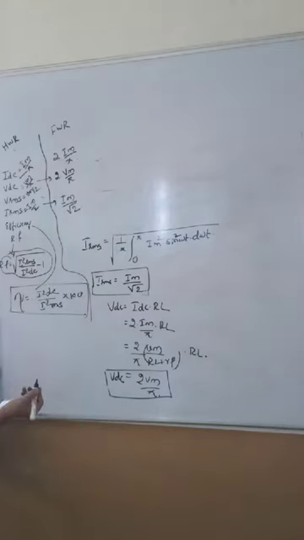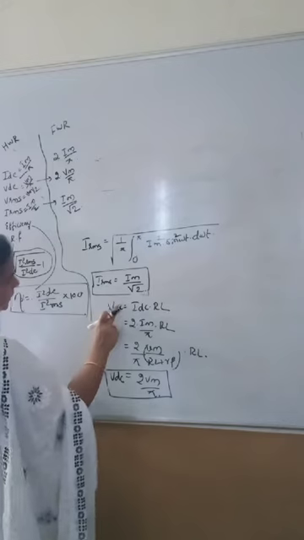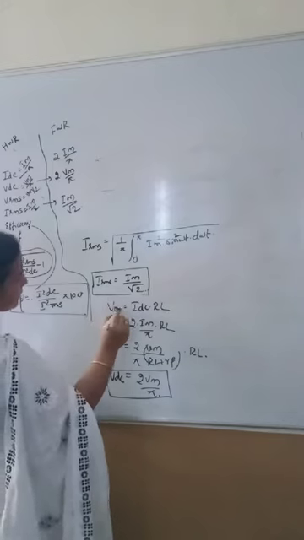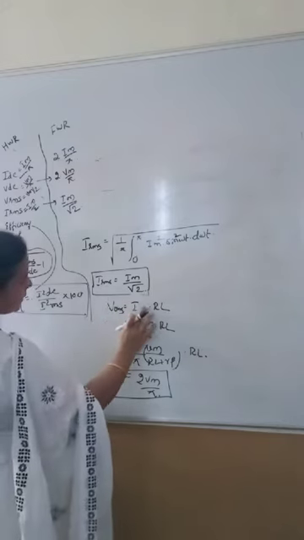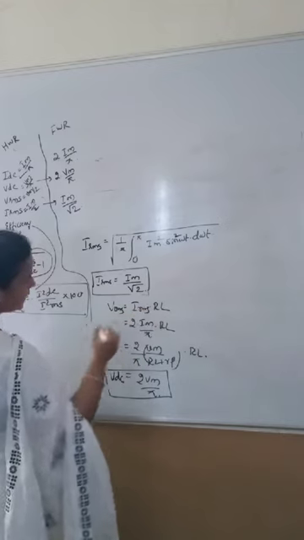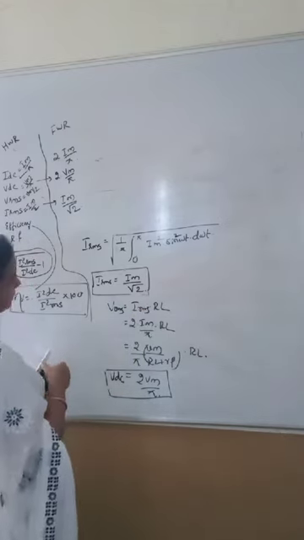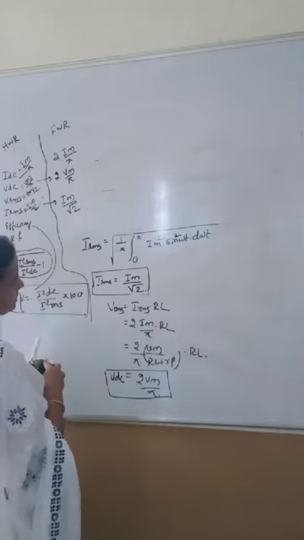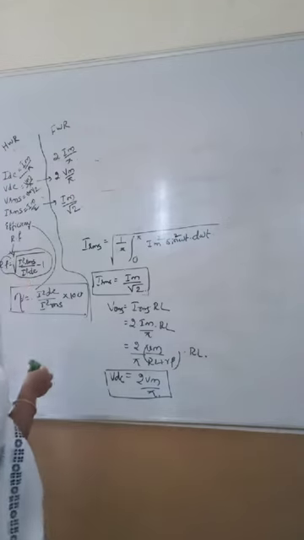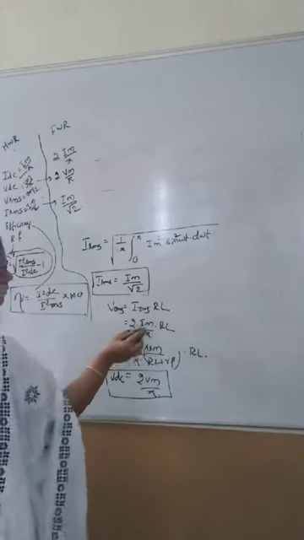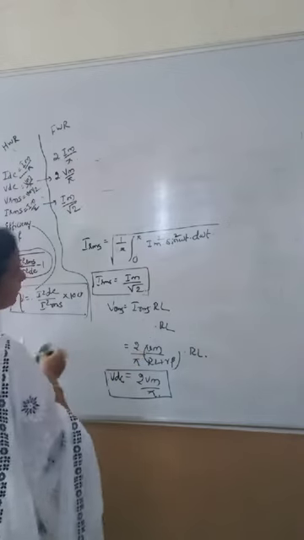Now VRMS, how do you consider it? VDC is VRMS, IDC is IRMS. Then what is the IRMS value? The IRMS value is Im by root 2.